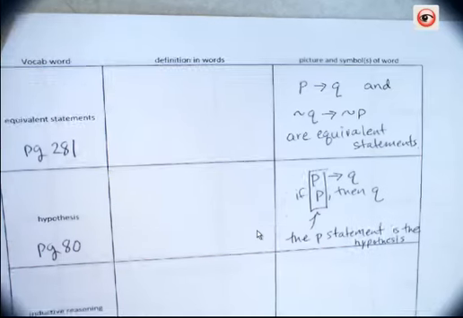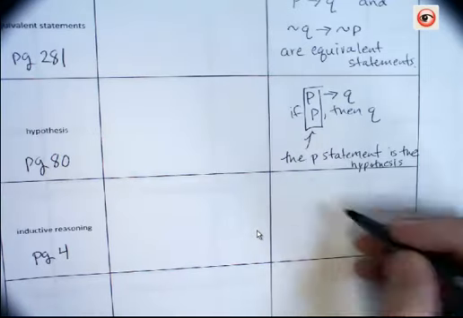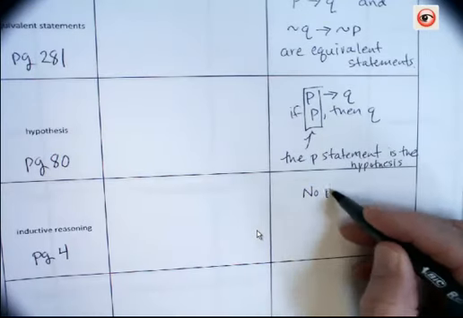Okay, inductive reasoning we learned is reasoning based on a pattern, coming up with a conjecture based on a pattern. That's inductive reasoning. There's no picture or symbol for this.